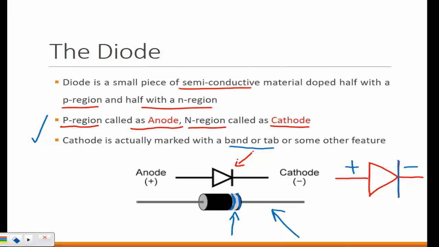The diode. Yes, that is correct. Anode is the positive side, which is the P-type semiconductor. Cathode is the negative side, which is the N-type semiconductor. Right? So this is what the circuit symbol is. That's how we draw a diode.